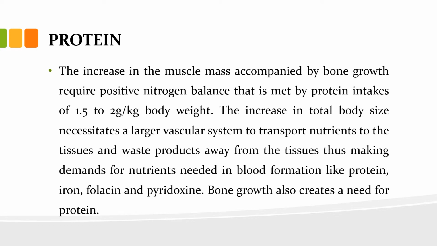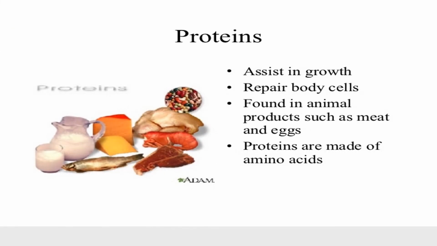protein intake. The increase in total body size necessitates a larger vascular system to transport nutrients to the tissues and waste products away from the tissues, thus making demands for nutrients needed in blood formation like protein, iron, and others. Bone growth also creates a need for protein. So protein assists in growth and repairs body cells. Found in animal products such as meat and egg, protein is made up of amino acids. So these are the basic few benefits of protein.